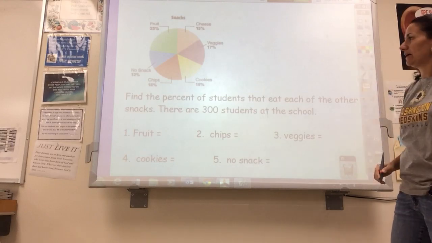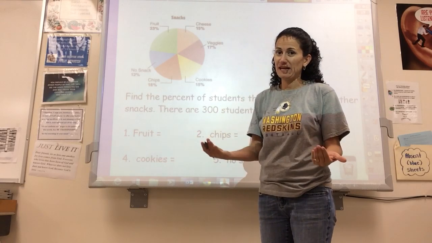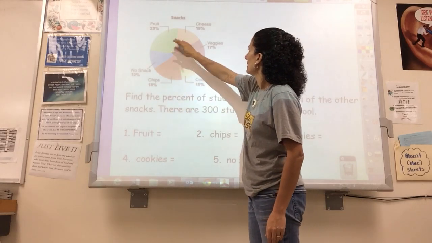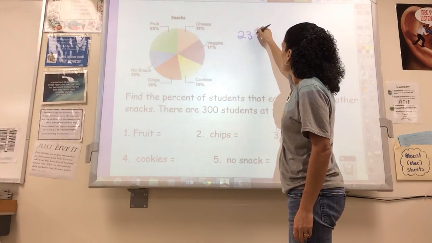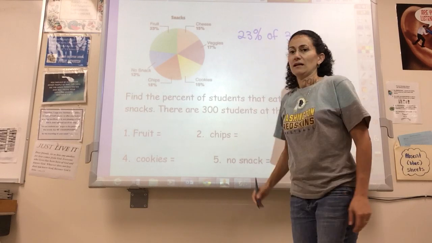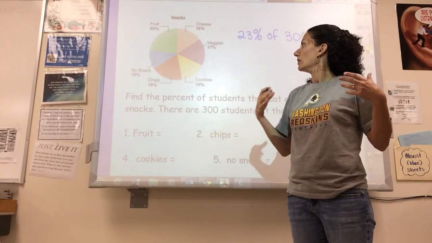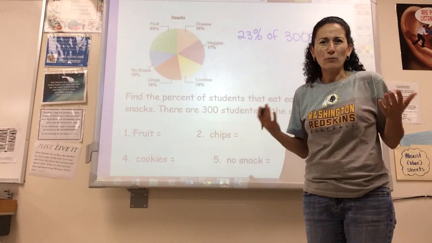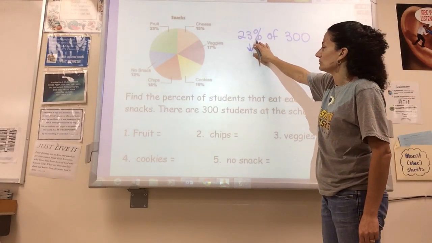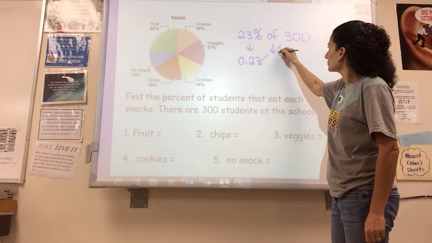Okay, let's take a look at how you did. If we want to find the number of kids that bring fruit, we already know the percent, but we want to find how many kids is that. The percent of kids that bring fruit is 23%. So I'm going to find what is 23% of 300. I know 23% of the kids at York Middle School, of those 300 kids, eat fruit as a snack. So I want to know how many is that? How many kids is that exactly? So hopefully you changed this to a decimal, and that would be 0.23.